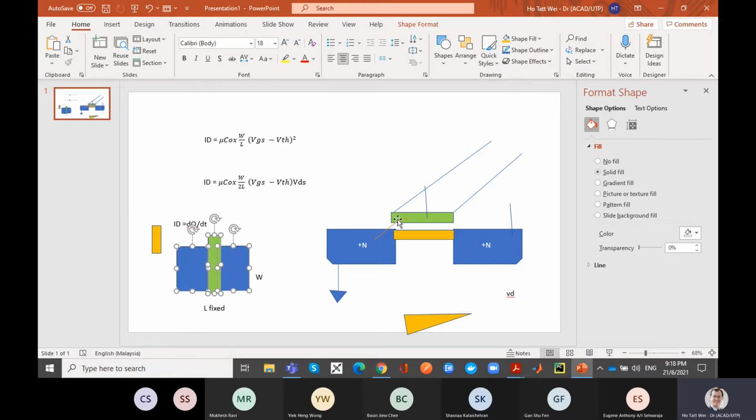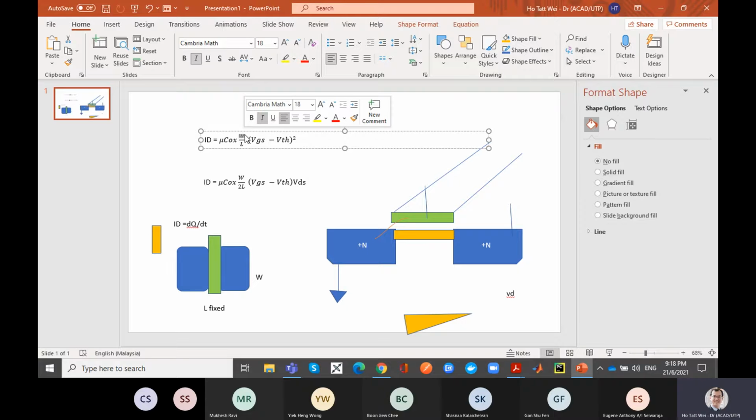So this is the second way we can increase the number of electrons. First is by increasing the voltage. The second is by changing the width here, this W parameter. And then the third is by changing the mobility. What do I mean by mobility? Mobility is an intrinsic material property. It is a measure of how fast the electrons can move in the material itself. Usually for N-type semiconductor, the electrons are roughly 2 times faster than P-type holes.